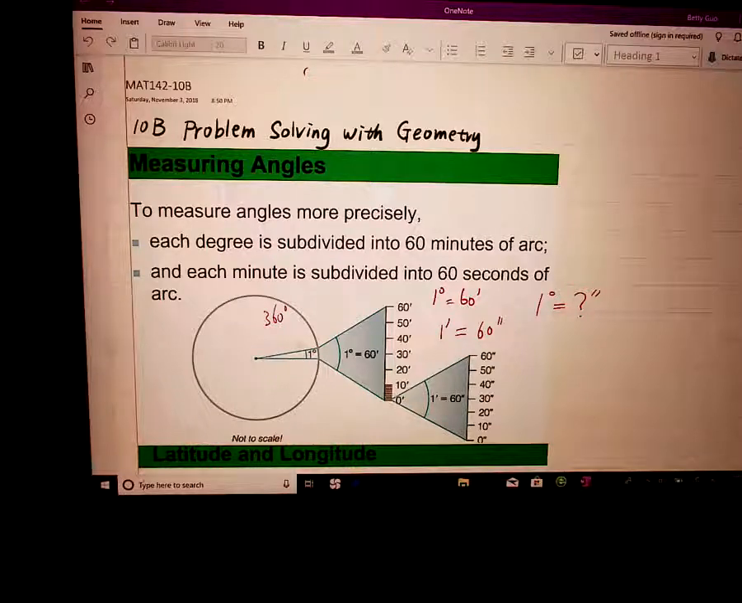Hello everyone, in this video we are covering section 10B, problem solving with geometry. First thing, measurements of angles. Let's think about how we measure time.